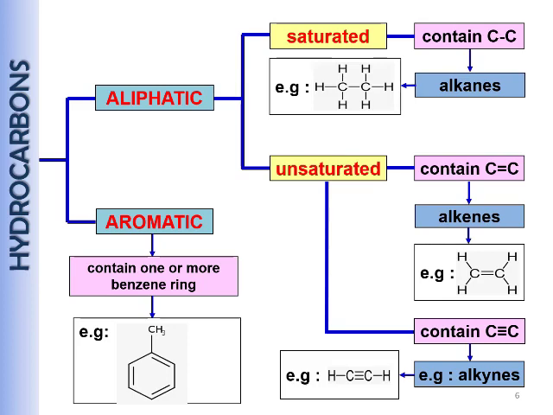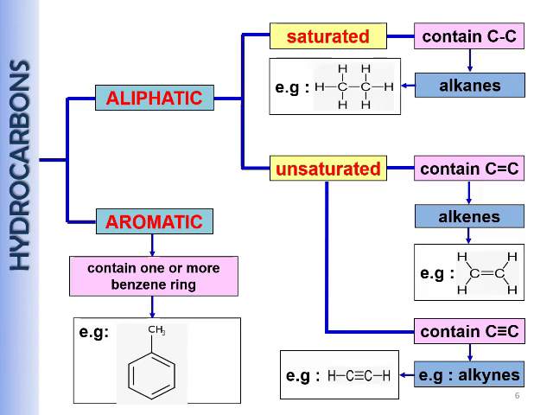For unsaturated hydrocarbon, compound with multiple bonds. Example, alkene and alkyne. For alkene, it has carbon-carbon double bond, and for alkynes, it contains carbon-carbon triple bond. This is example for alkene is ethane, while example for alkyne is ethane.